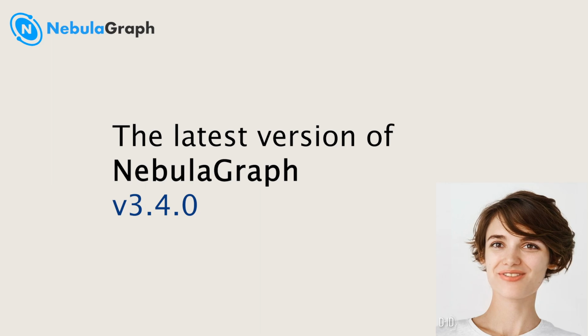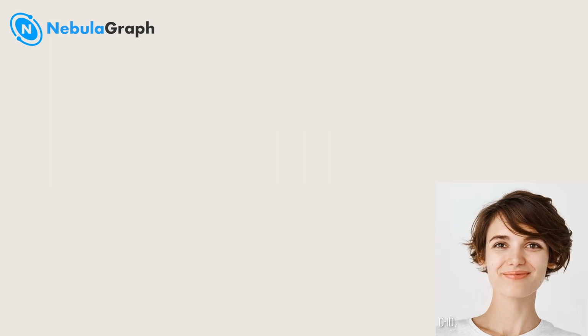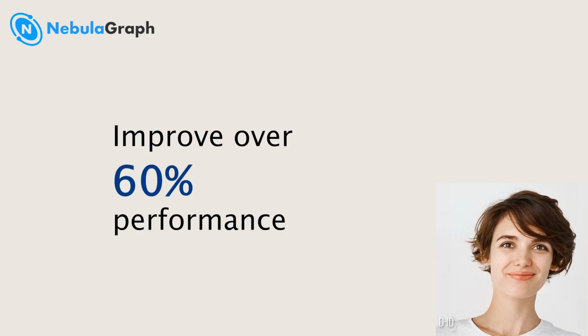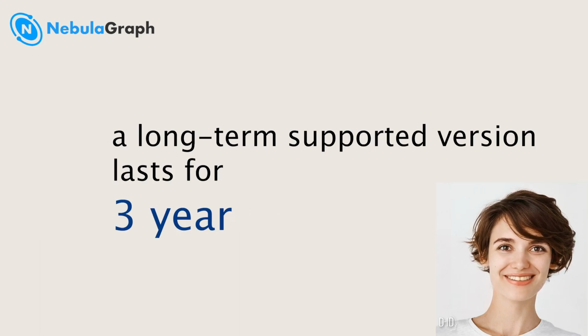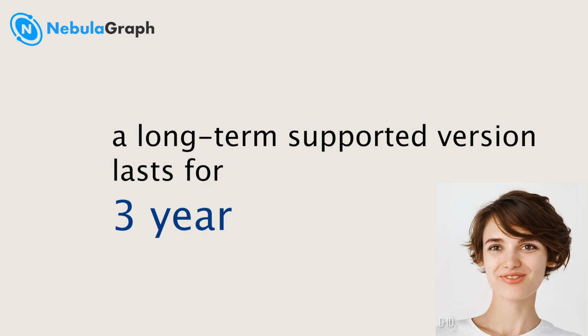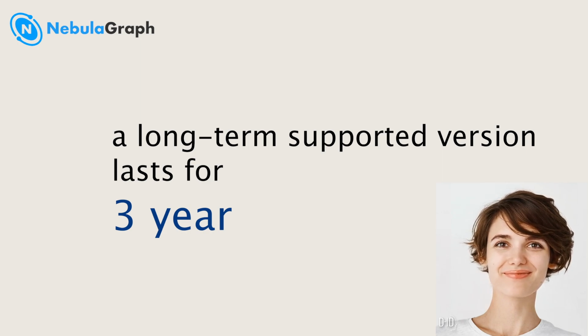Today, I am here to share a series of significant improvements in the latest released version of NebulaGraph. NebulaGraph is a high-performance distributed graph database. The 3.4 version is a milestone for NebulaGraph, as we have significantly optimized the performance, improving over 60% compared to the previous version. In addition, this is a long-term supported version that lasts for 3 years. Therefore, I recommend upgrading to this version to experience a faster and more stable NebulaGraph.